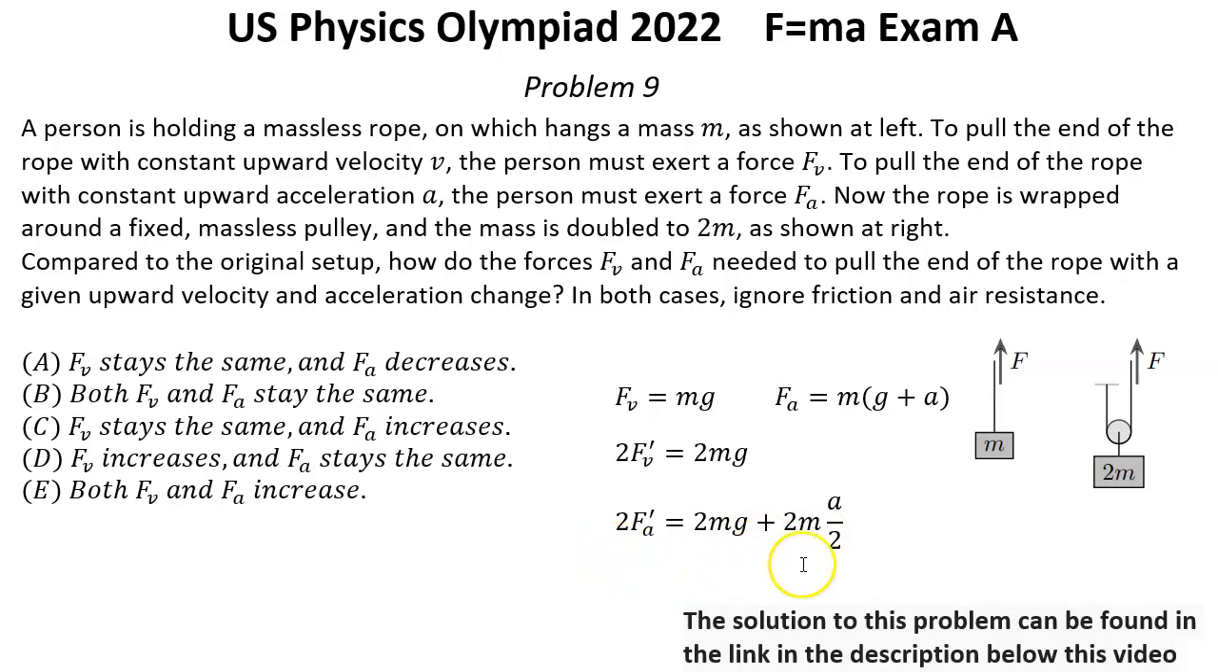From here we can find that Fv prime equals mg, which is equal to the original force Fv, and Fa prime equals m multiplied by g plus a over 2, which is less than the original Fa. So it means that the correct answer is A, and that was the solution for problem number 9.